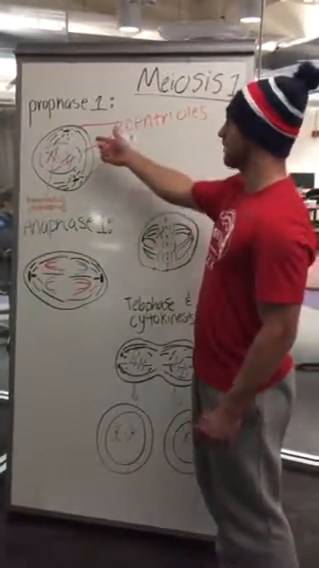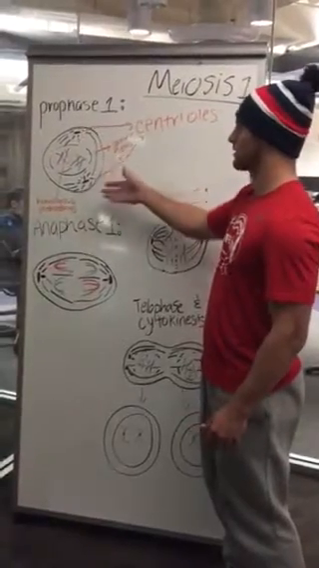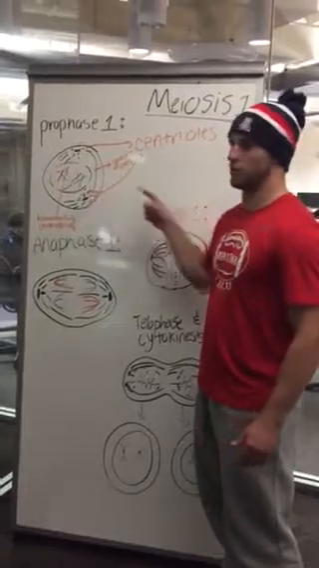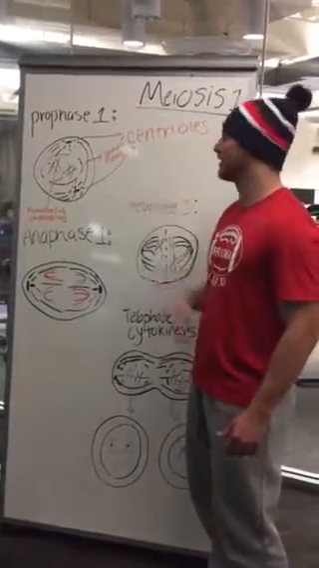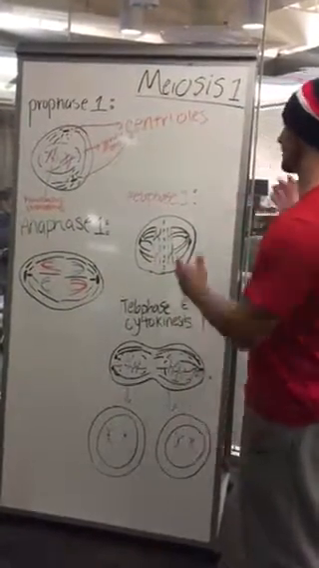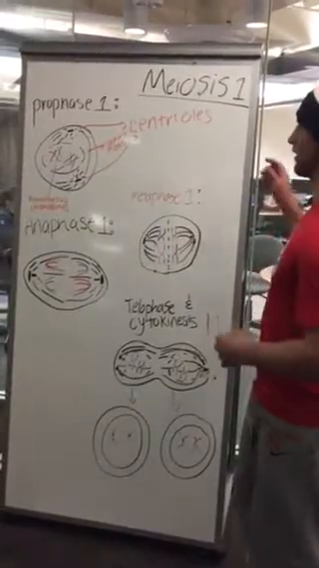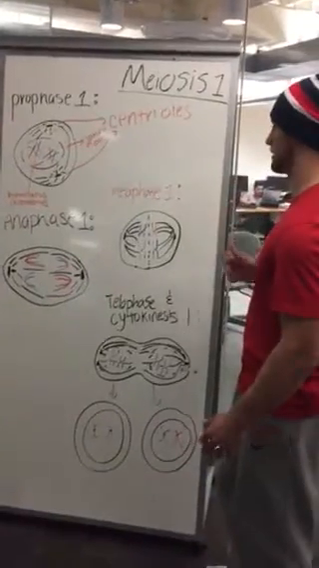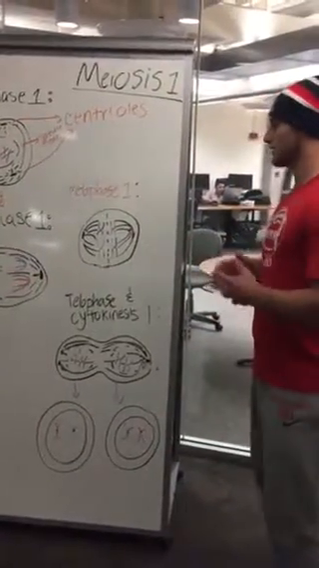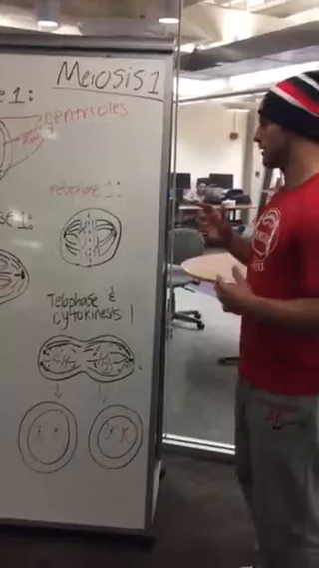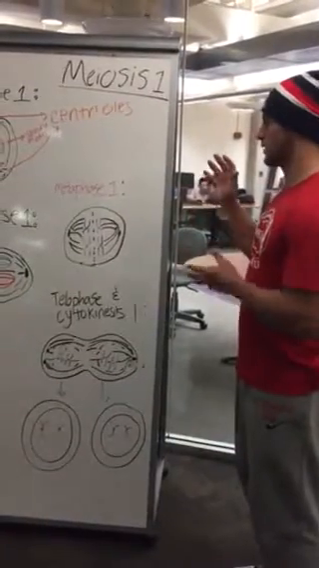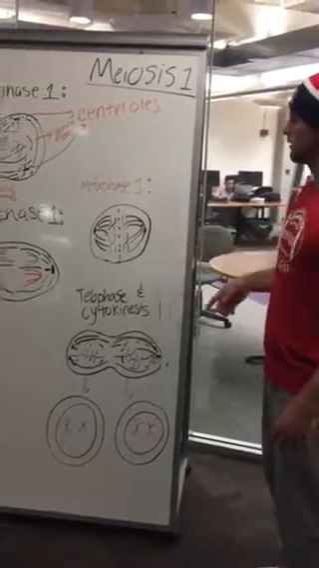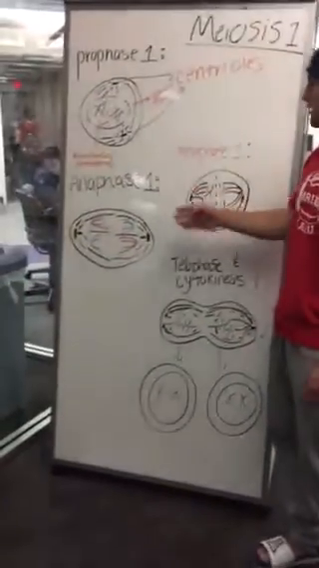And you can also see how the centrioles and spindle fibers start to form, the spindle apparatus, and the nuclear envelope breaks down. Leading into prometaphase, the spindle fibers connect to the chromosomes, leading to metaphase. In metaphase, this is important because the spindle fibers align the chromosomes along the equatorial plane, as you can see here. This helps lead into anaphase.